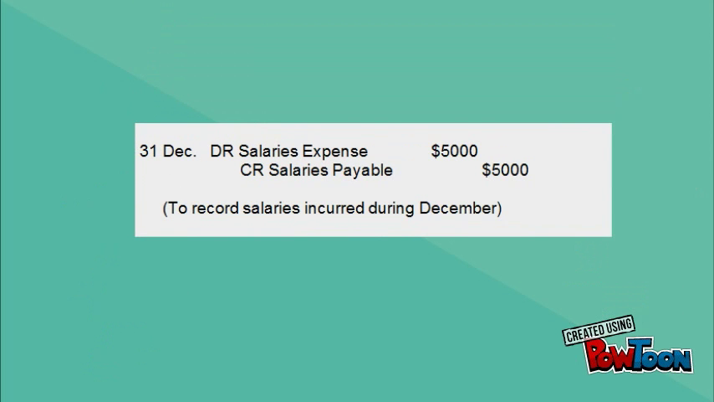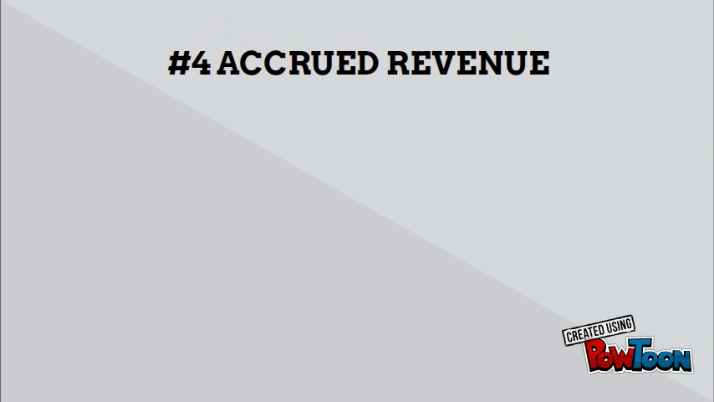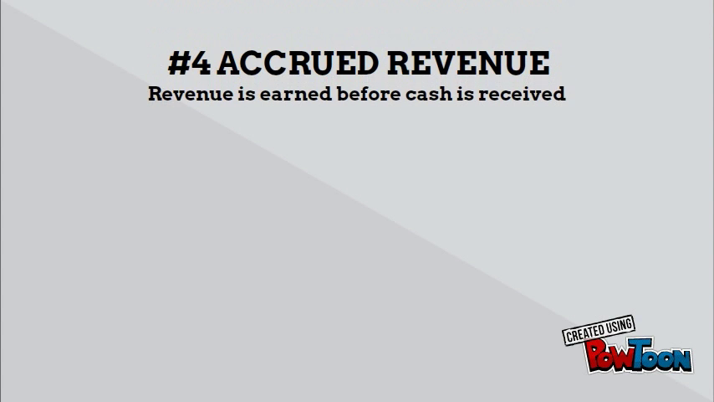On the 31st of December, the adjusting entry is made to transfer the $5,000 wages for the month from salaries payable to salaries expense. Number four, accrued revenue. This is where revenue is earned before cash is received.